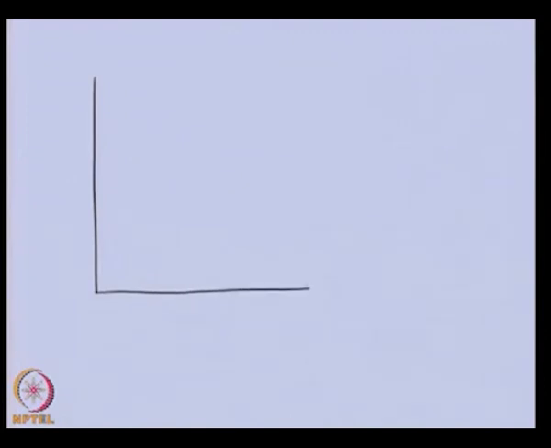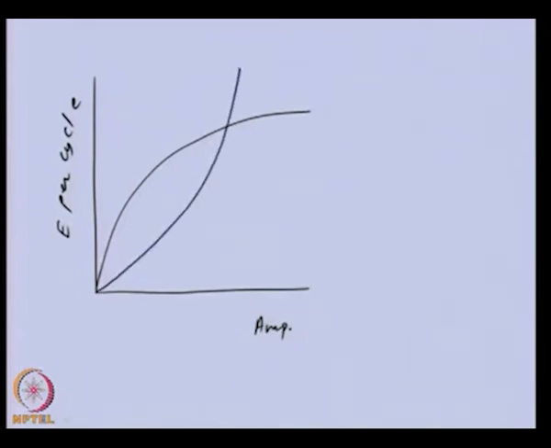So, let us see how we can plot. Let us say amplitude is there, and this is the energy per cycle. For negative damping, we will be having a parabola like this. For positive damping, because in the system negative damping and positive damping exist simultaneously and independent of each other, this is corresponding to negative damping, and this is corresponding to positive damping.